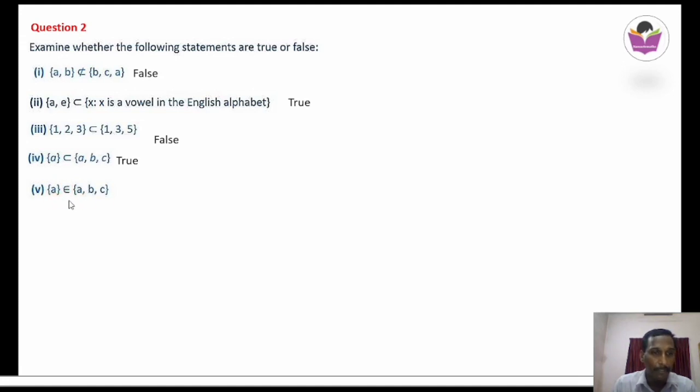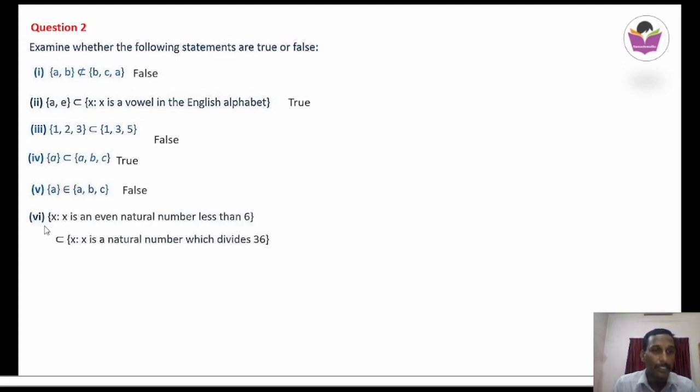Set of A is not an element of set of ABC, but A alone, without these brackets, if you consider A, then surely it is an element of set of ABC. But actually this set notation is there, because of that the symbol should come as not an element of. So it is a false statement.